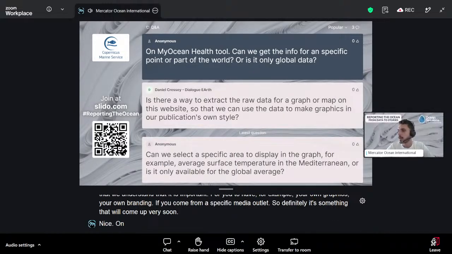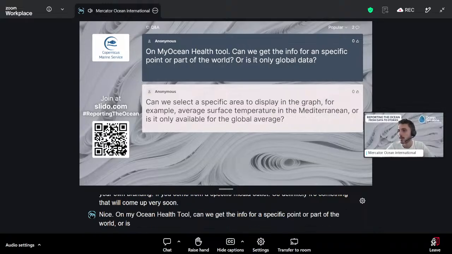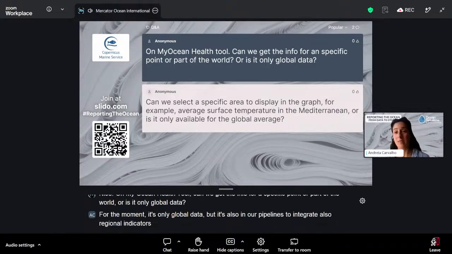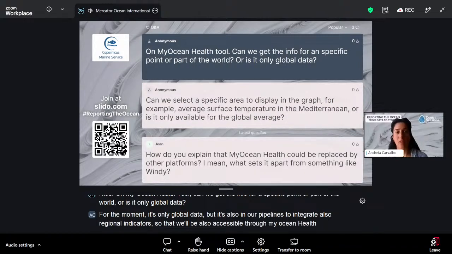On the My Ocean Health tool, can we get the info for a specific point or part of the world, or is it only global data? For the moment, it's only global data, but it's also in our pipeline to integrate regional indicators, so that will also be accessible through My Ocean Health.